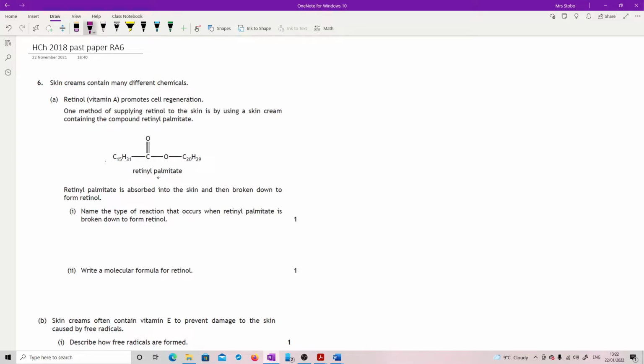Question 6. Skin creams contain many different chemicals. We have retinol, vitamin A, promoting cell regeneration. One method of supplying retinol to the skin is by using a skin cream containing the compound retinol palmitate. Retinol palmitate is absorbed into the skin and then broken down to form retinol. Name the type of reaction that occurs when the retinol palmitate is broken down to form retinol.